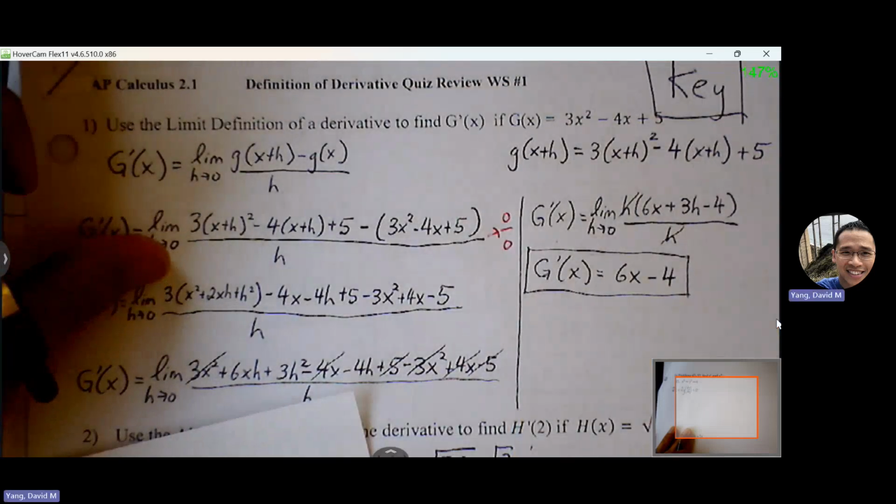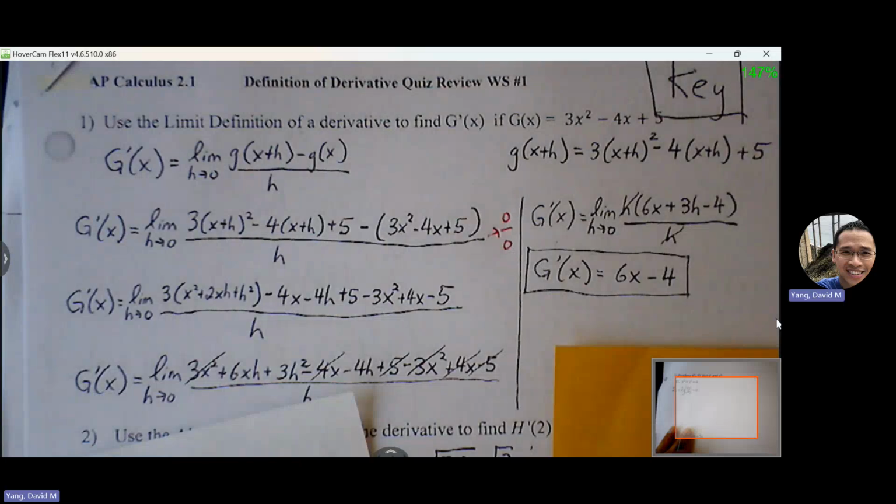Hey, where did the 3 go? Oh, it's 0. He's saying 3h. Yes, 3h goes away because direct substitution will force that to 0. So is that just the end of the problem? That's the end, yeah. So we found the derivative.